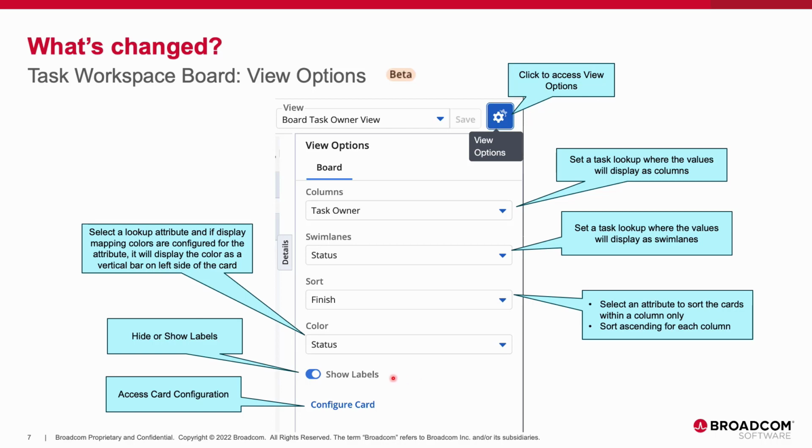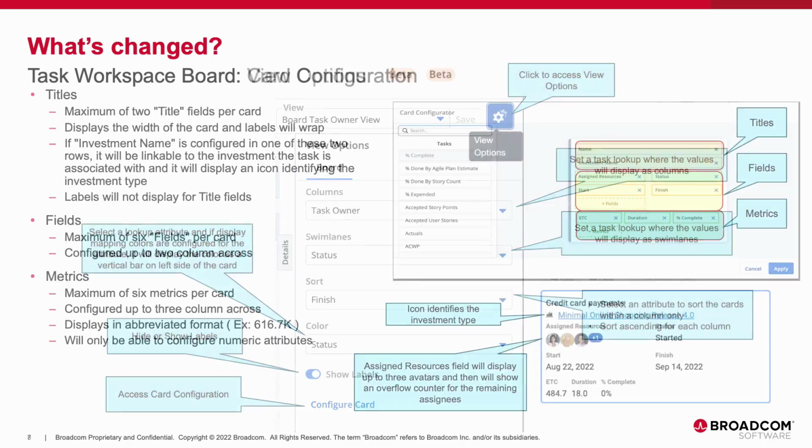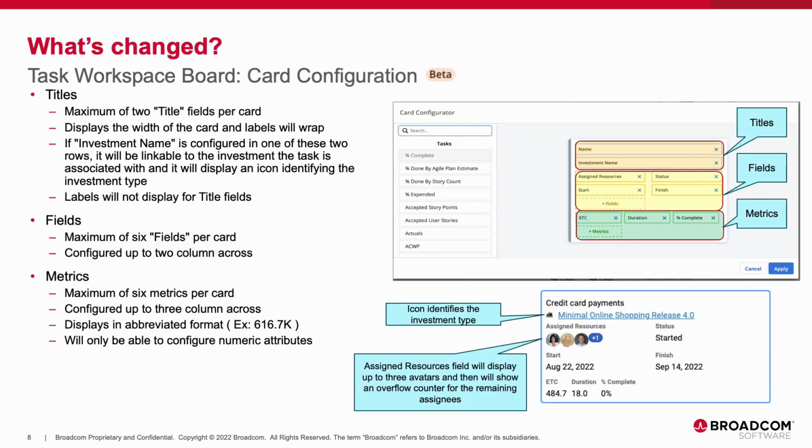You also have the ability to show or hide the labels within the card using this toggle. And last but not least, you're able to configure the fields, the metrics, and the titles within the card under this configure link. Under the configure card link is where you can configure the fields within the card.